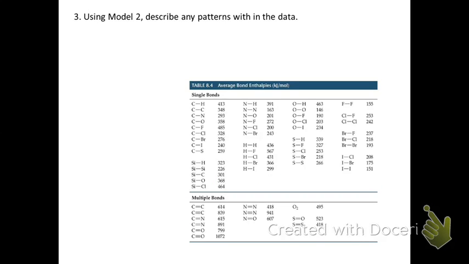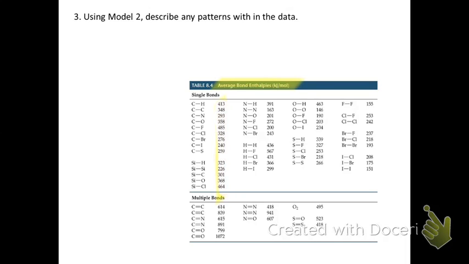Alright, so we've already talked about this using Model 2, which is Table 8.4: describe any patterns within the data. So let's look at the data on this bond enthalpy table here. The things I want you to pay attention to is, first of all, these are the average bond enthalpies in kilojoules per mole. These values right here are the energy needed to break those particular bonds.